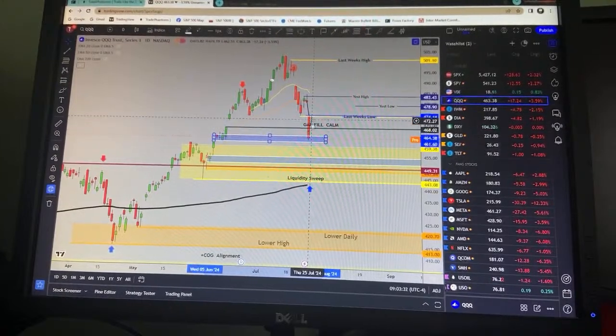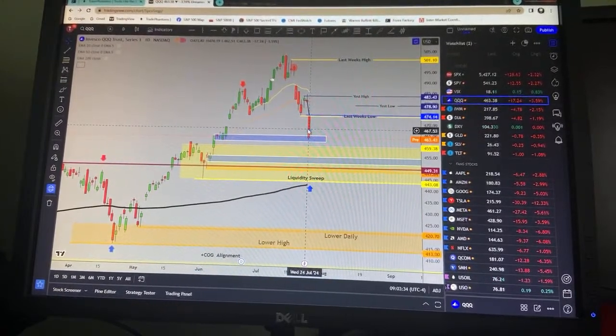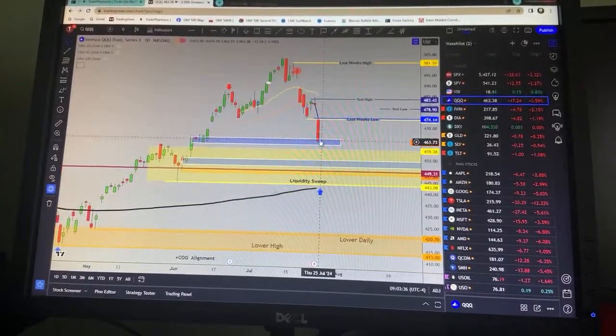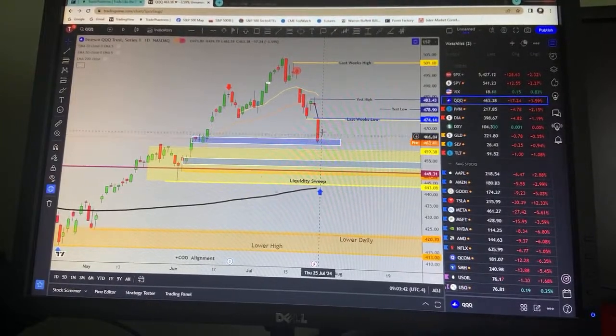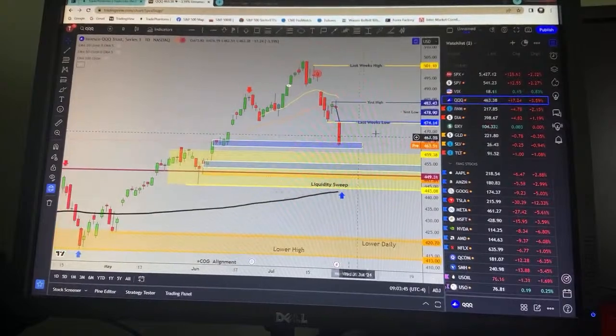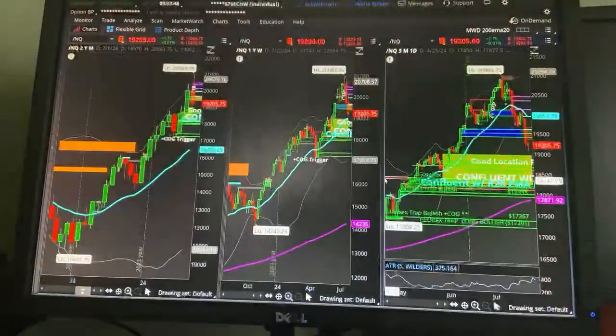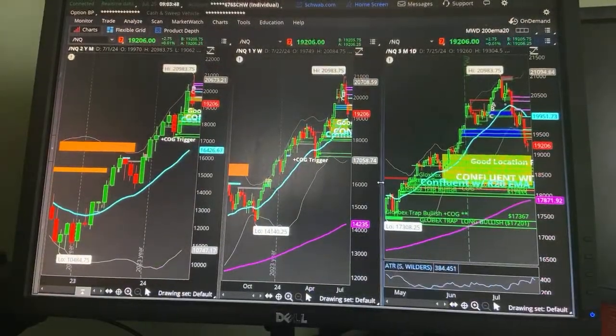Let me just delete this line here real quick. Clean that up a little bit there for us. Okay. This morning, we're right inside of this demand zone right here. So you want to make a note of that. And we'll trade the open here, as you'll see in about 20, 30 odd minutes.